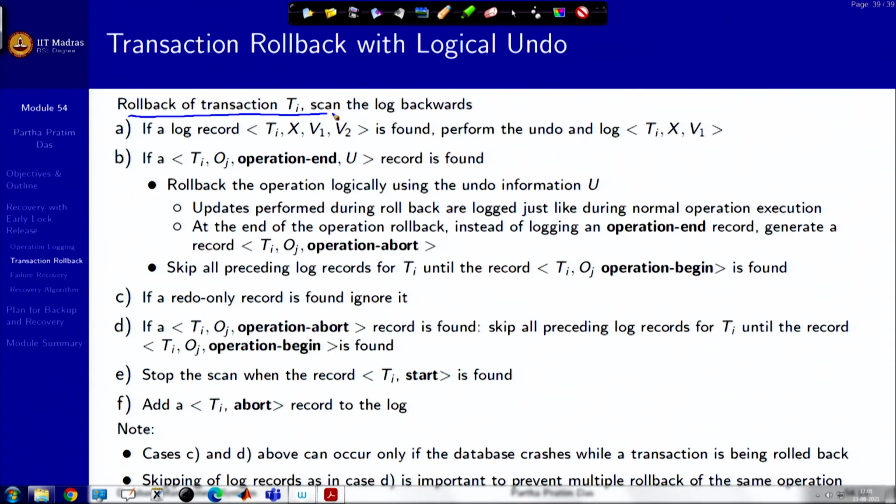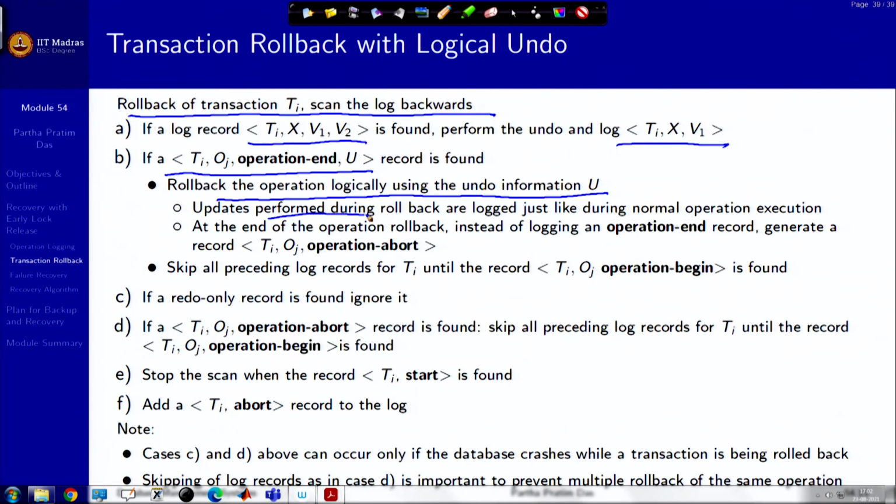Rollback of transaction Ti will scan the log backwards. If you find such an entry, so this is a physical change that is being shown, you will write the compensation, perform the undo and do the compensation log. Going backwards, if you find an operation end, then roll back the operation logically using the undo operation. You are rolling back, right. So, you are going backwards.